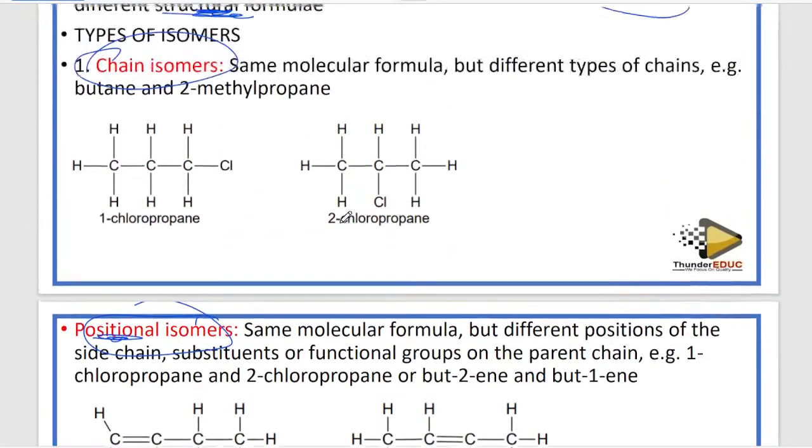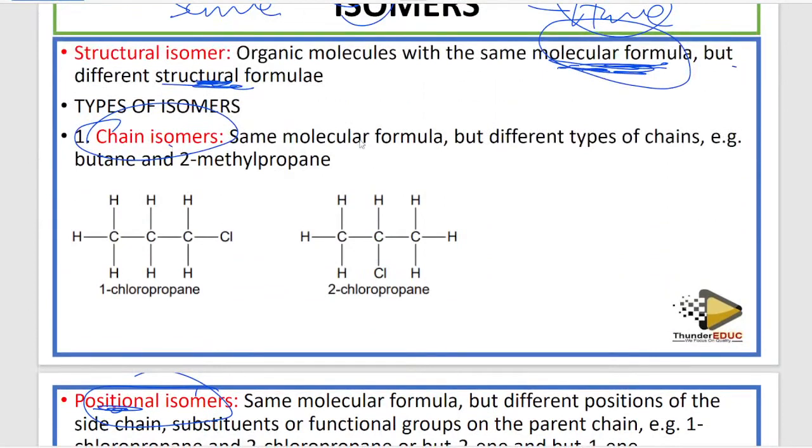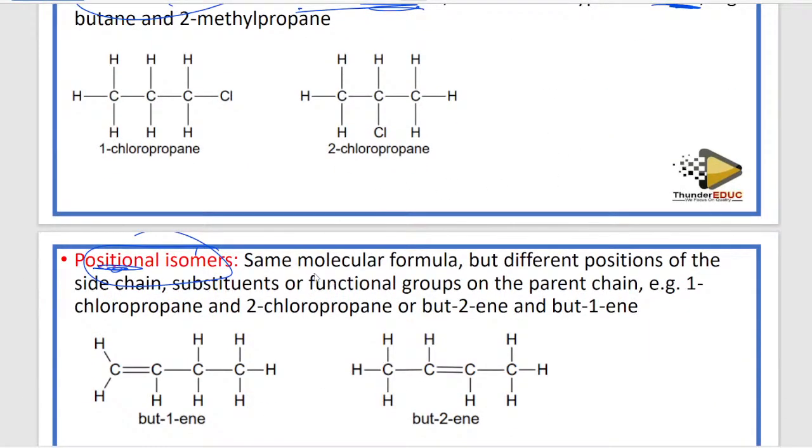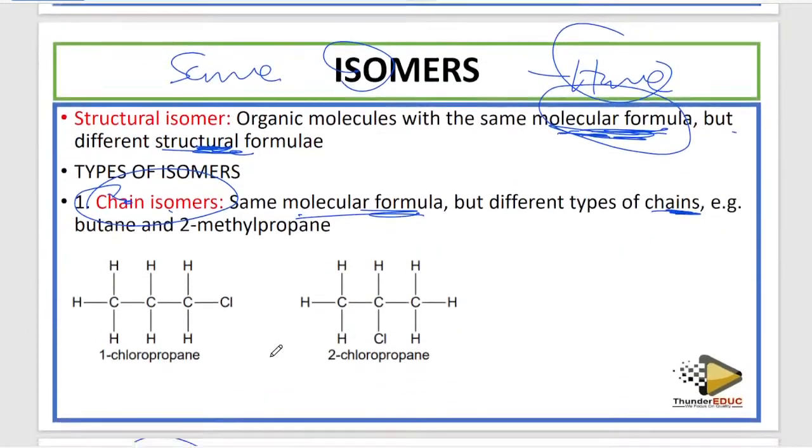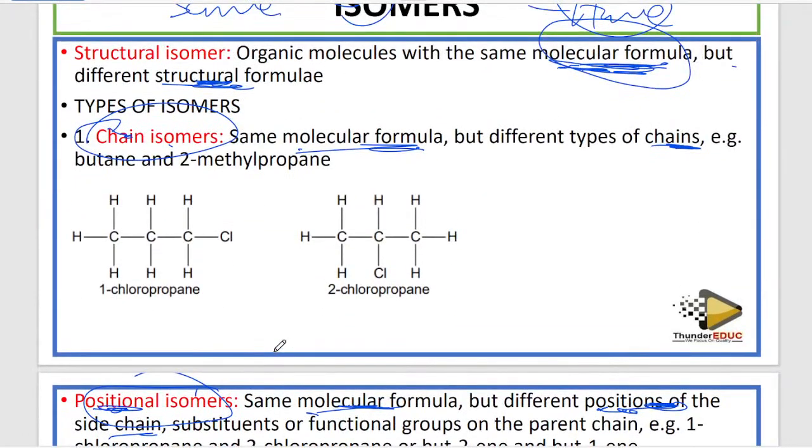When you are defining all this, chain isomer, you will say same molecular formula but different chains. When you talk about position isomer, same molecular formula but different positions of the side chains. Functional isomer, same molecular formula but different functional groups. So you need to know that. We will explain this much better. This is just an introduction for the class.